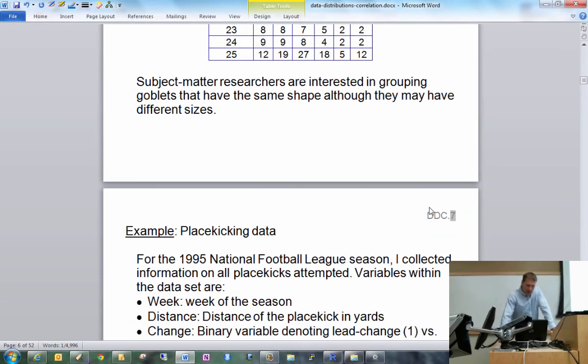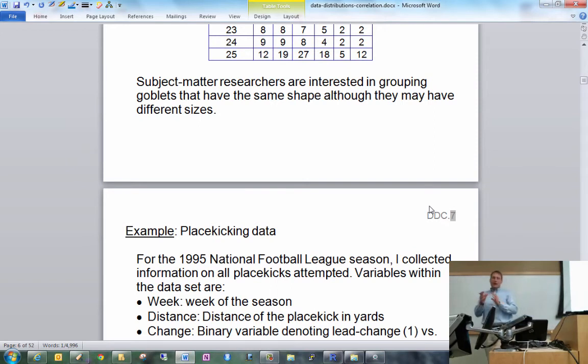And the subject matter researchers in this situation, meaning the archaeologists, were interested in coming up with some kind of grouping mechanism for these goblets. Just from looking at the goblets, if you can imagine, let's say, all of them laid out on a table, it wasn't necessarily 100% obvious of a good way to group them.